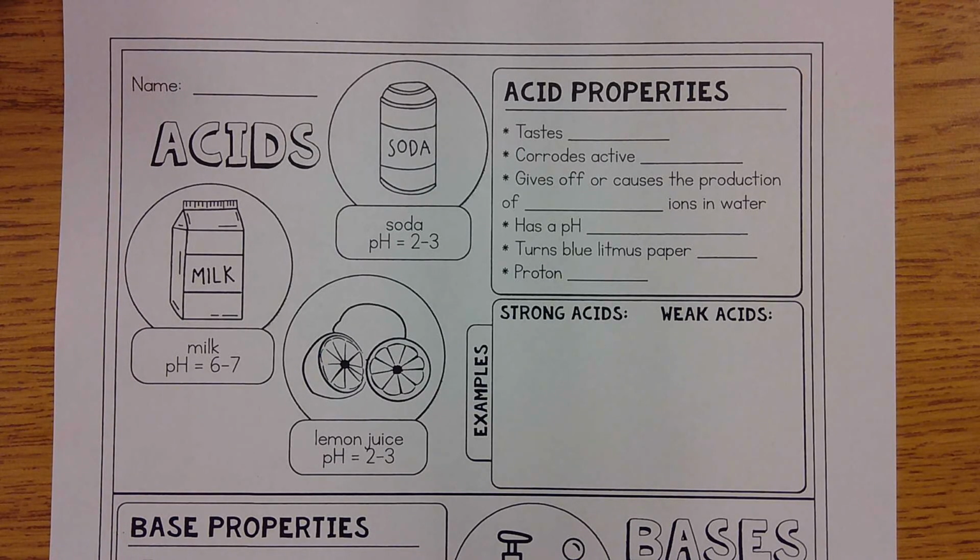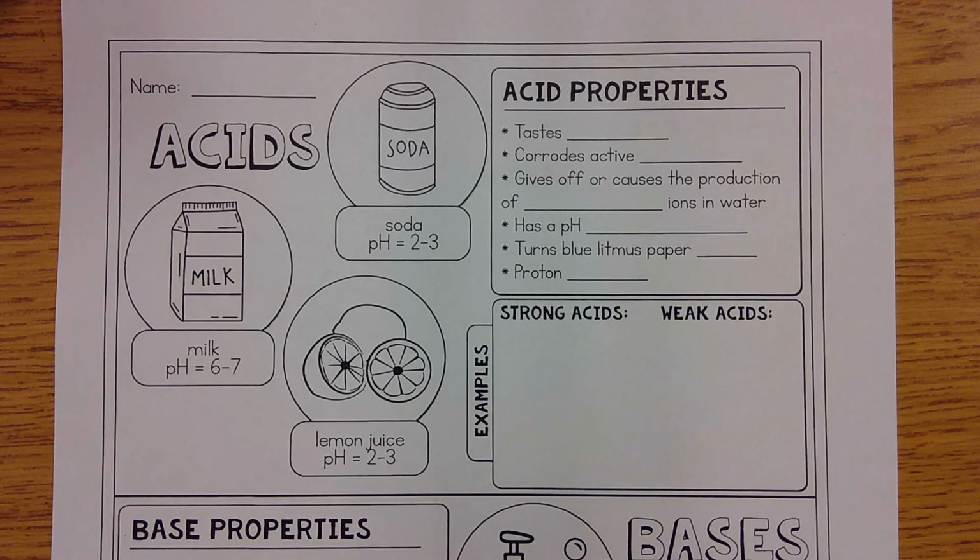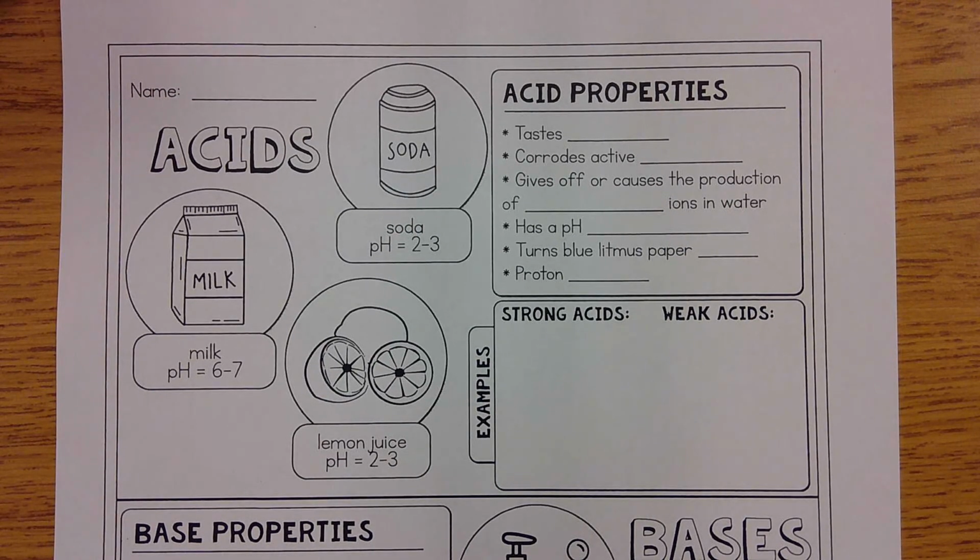Unit 9 is all about acids and bases and pH and all that good stuff. So this first section is just a little review about what an acid and a base is, to kind of get you thinking in the right direction.